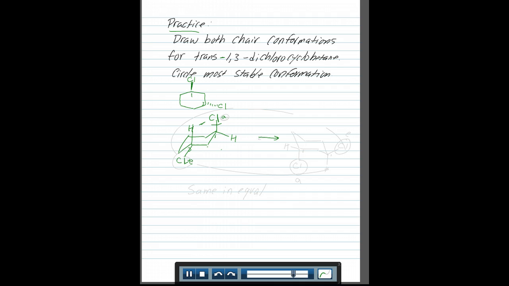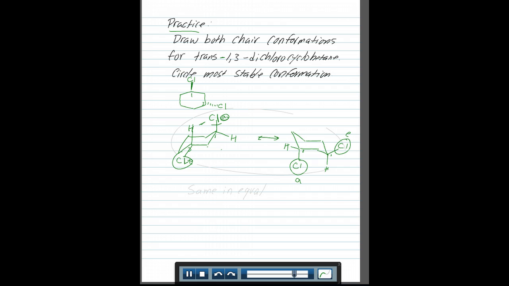Let's now do the ring flip. Well, when you do the ring flip, what happens? What was axial here is now going to become equatorial over here. So this is carbon 1. Here's carbon 3. What was equatorial here becomes axial over here. And whatever was axial becomes equatorial. This is now axial, and this is now equatorial.